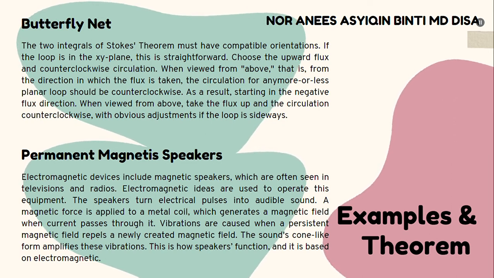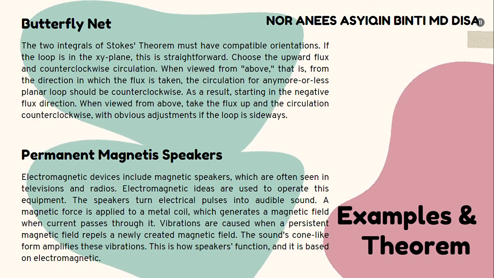Last but not least, permanent magnetic speakers. Electromagnetic devices include magnetic speakers, which are often seen in televisions and radios. Electromagnetic ideas are used to operate this equipment. The speakers turn the electrical pulses into audible sound.